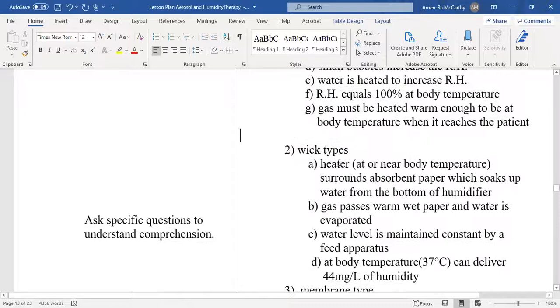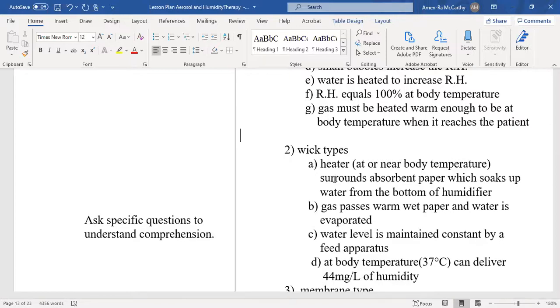All right, so that's the wick type. Two little wicks stick down in here. If this was a wick type, it would be a Passover like this, but you'd have two wicks that stick down into the water that are heated. They have paper on them. The paper sticks down into the water and soaks up the water. The gas passes by the two little wicks, picks up the moisture, and takes it to the patient. That's the wick type, okay?